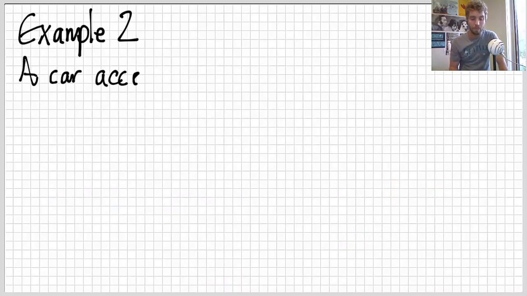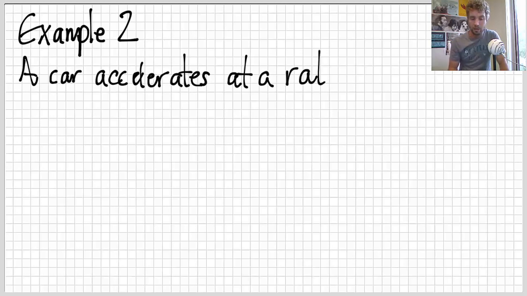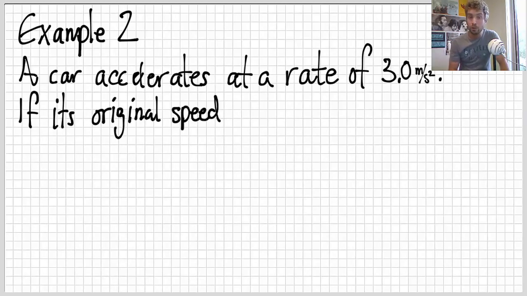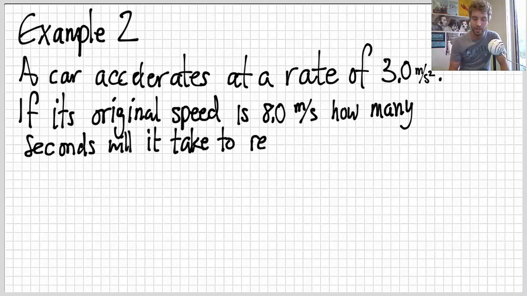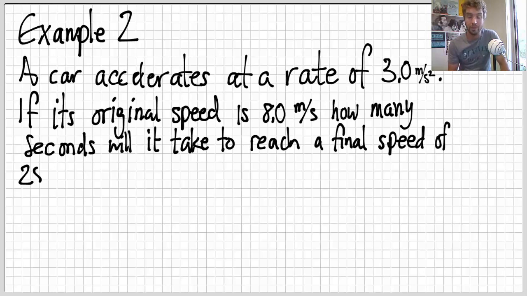Next one. A car accelerates at a rate of 3.0 meters per second squared. If its original speed is 8 meters per second, how many seconds will it take to reach the final speed of 25 meters per second? Now, this one, it gives us the acceleration, and it asks how long will this take. We're still going to use the same formula, all right?